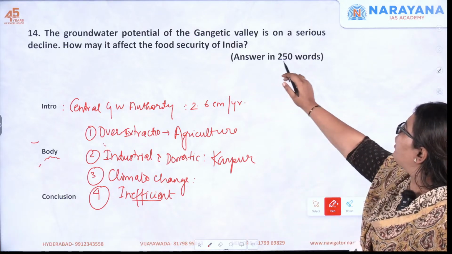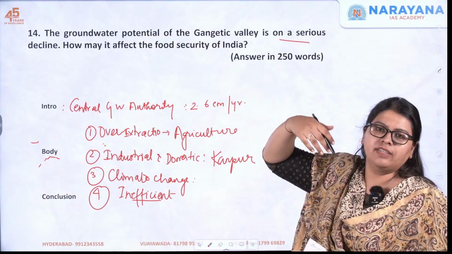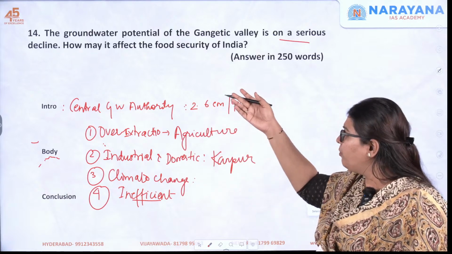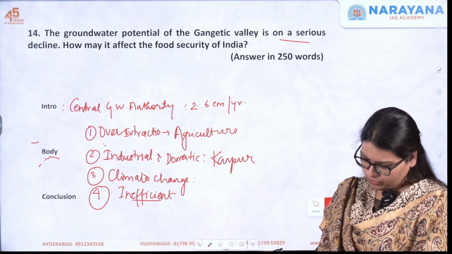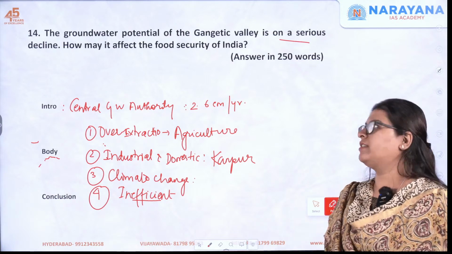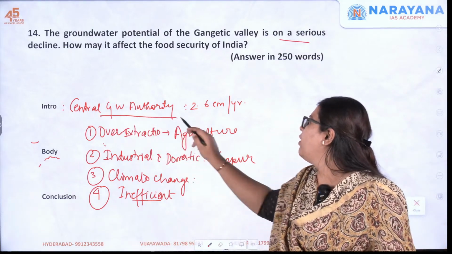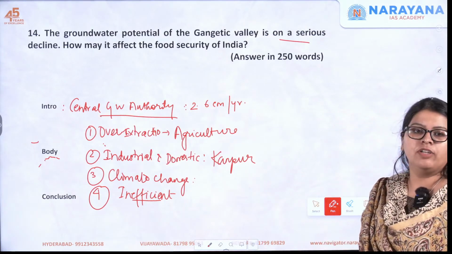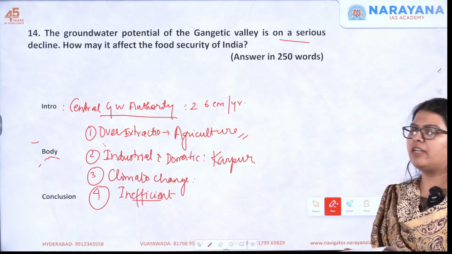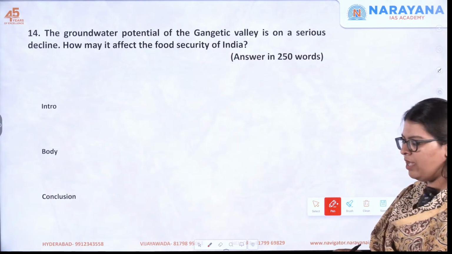So the groundwater potential of the Gangetic Valley is on a serious decline. You've addressed it because you've actually stated some facts that have been given by the organization. What was the organization? It was the Central Groundwater Authority. Yes. So you had given that, and then you actually talked about different factors. It is because of over extraction for agriculture, industrial and domestic purposes, climate change, as well as inefficient water management.